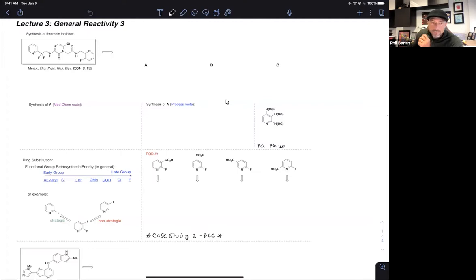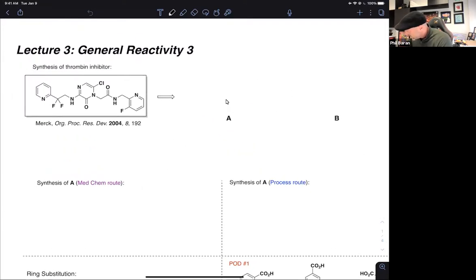Okay, so let's talk about this thrombin inhibitor reported in this Merck paper back in 2004. And to start us off, Sung Han will give us the three building blocks or the three general disconnections that might be applicable to make a compound like this. So there's three things hiding in here, Sung Han. Can you give us a couple of the building blocks?